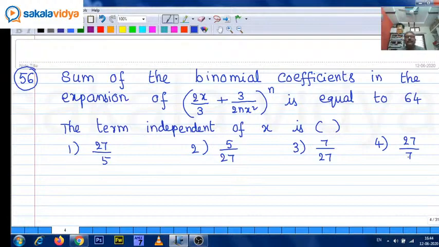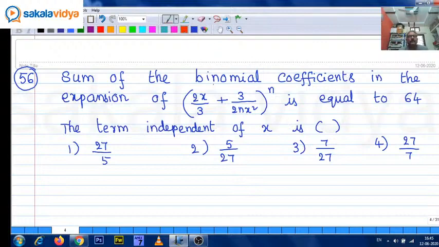Sum of the binomial coefficients in the expansion of (2x upon 3 plus 3 upon 2nx square) raised to n is equal to 64. The term independent of x we need to find out. So first we need to find out the n value. After getting the n value, we need to find out the term independent of x. Okay, let us find out in that way.